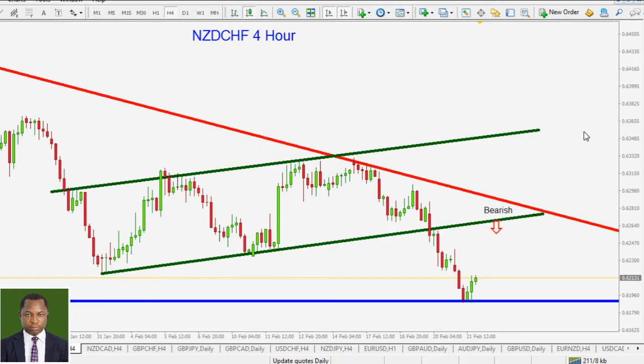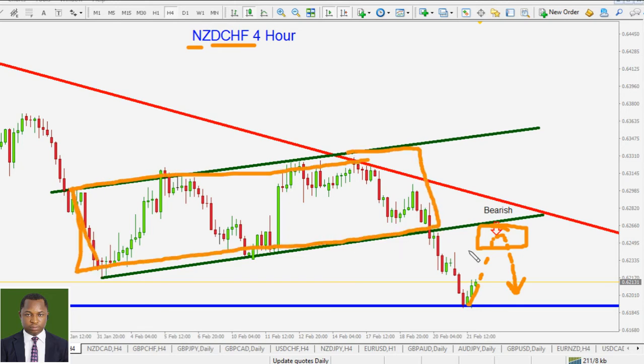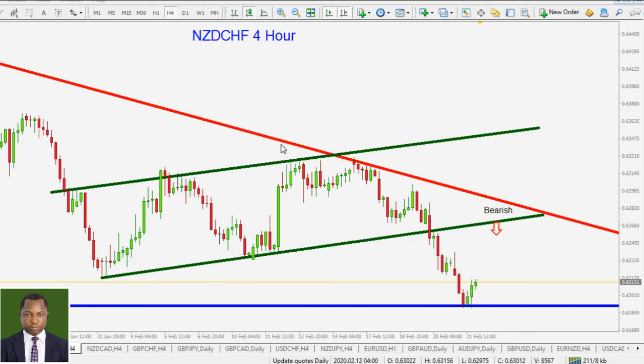Now, the New Zealand dollar against the Swiss franc. This is not a counter trend trade. Price looks bearish, but we will be interested in going short if we can get a pullback to this area, somewhere around in there. That is where we'll be looking for our sell entry in the New Zealand dollar against the Swiss franc. Remember that this channel has given way. Price has broken below that channel. So if we get a pullback just as I have indicated, we should be looking for short entries in the New Zealand dollar against the Swiss franc. All right, let's move on to the next one.